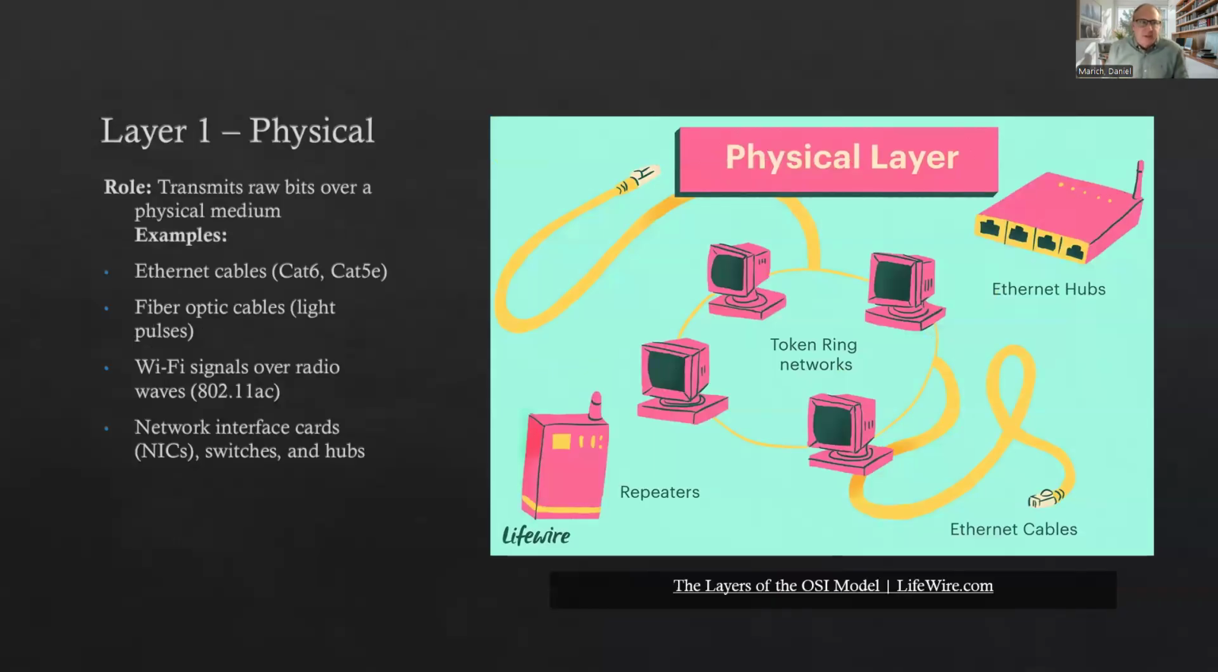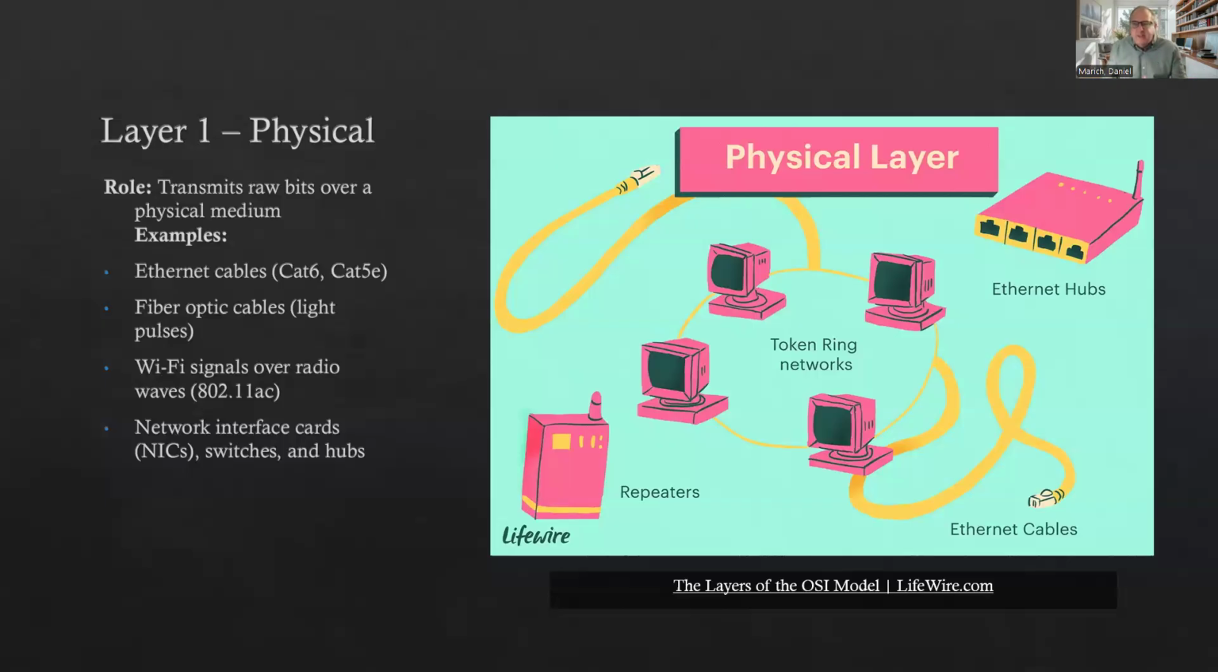Then we get down to the physical layer. As you can tell, this is all about the actual transmission of the raw bits, the ones and the zeros, over a physical medium. This layer defines the hardware and signaling methods used to carry data between devices. So we have Ethernet cables such as Cat5, Cat5e, and Cat6, which transmit electrical signals. Then we have fiber optic cables, which use light pulses to send data over long distances at high speed. All this stuff I'm sure you know.